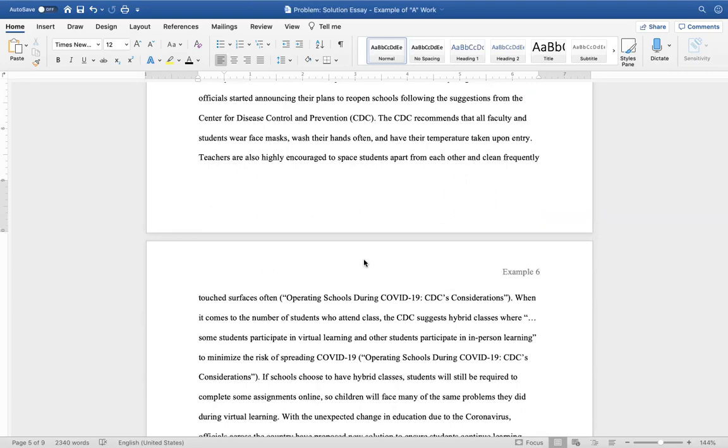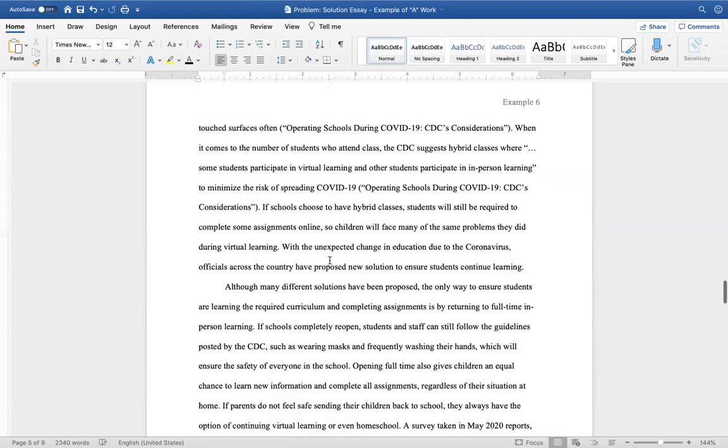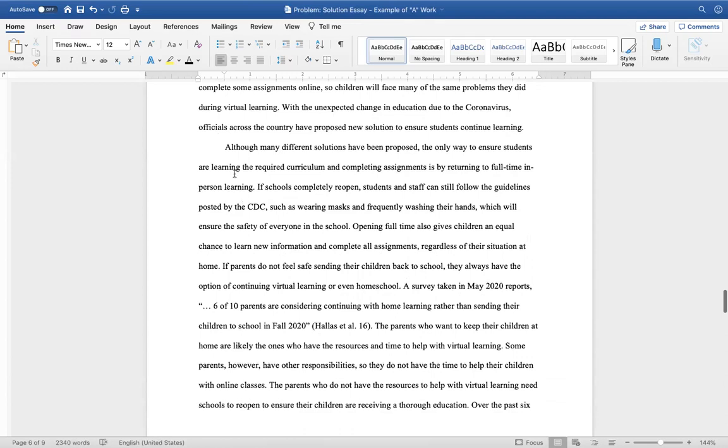She showed how students didn't have access to certain resources, and she showed that some of the same hardships that students were facing with virtual learning are the same hardships that are going to continue with hybrid classes. "Although many different solutions have been proposed, the only way to ensure students are learning the required curriculum and completing assignments is by returning to full in person learning." Here we see the student is shifting into their unique proposed solution.